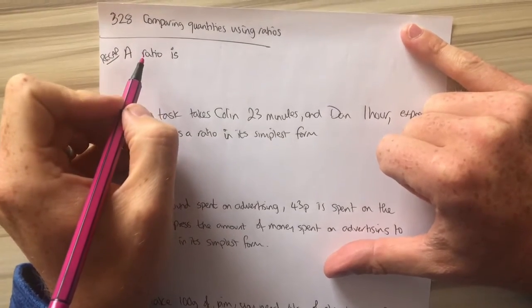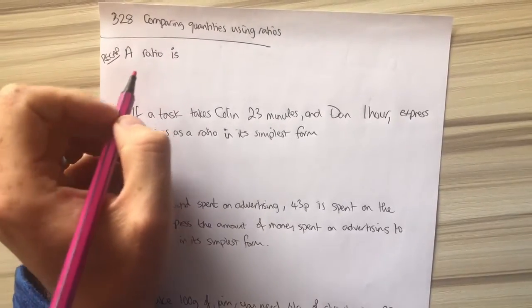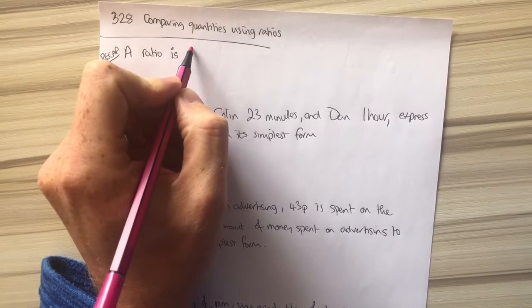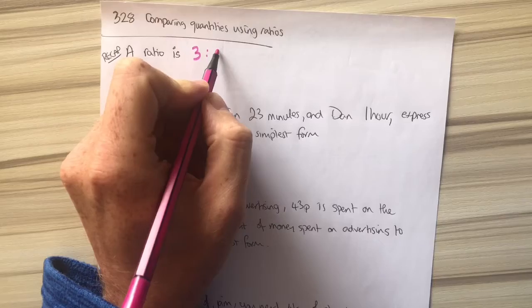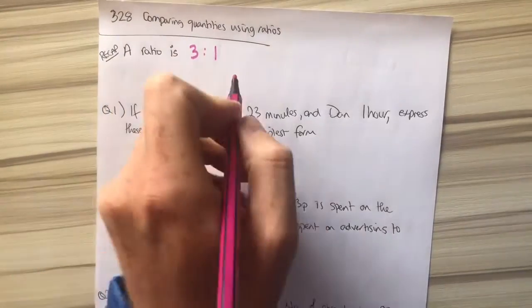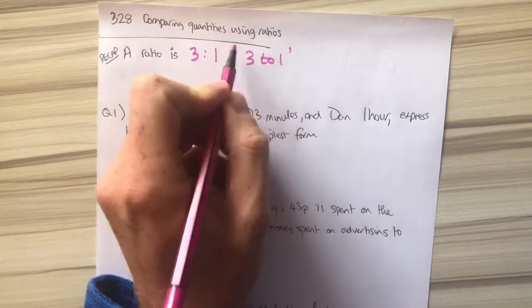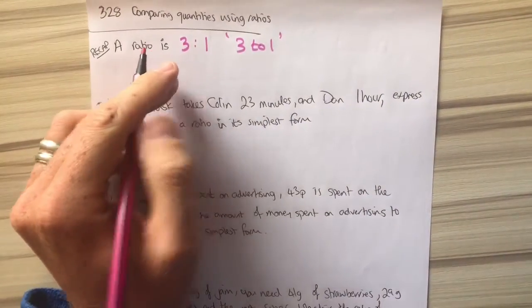Clip 328, comparing quantities using ratios. So, quick recap, what's a ratio? Right, a ratio is written as a number with two dots to another number. So for example, that means 3 to 1. Okay, so it's just a way of comparing quantities with each other.